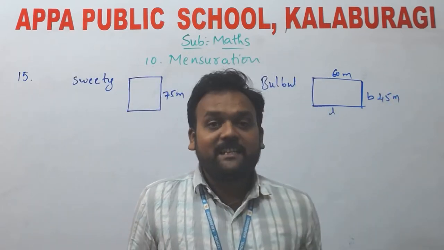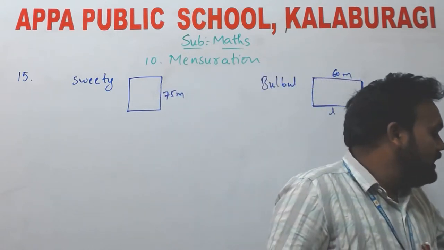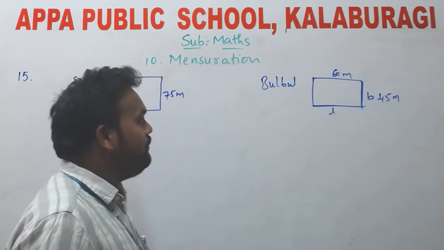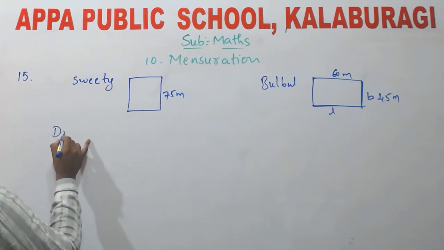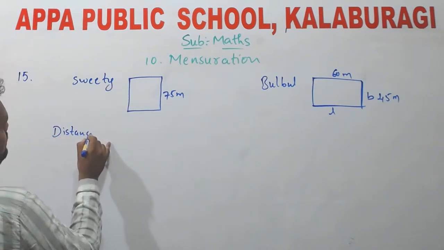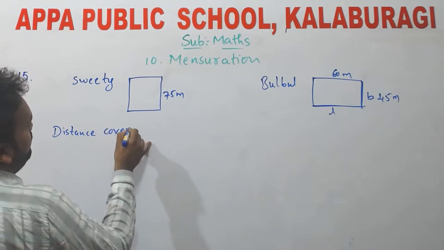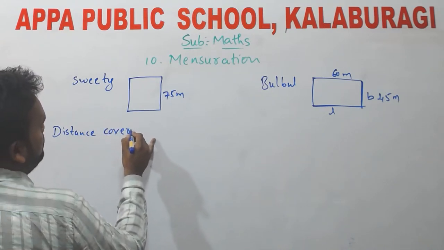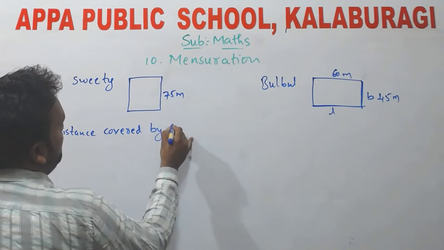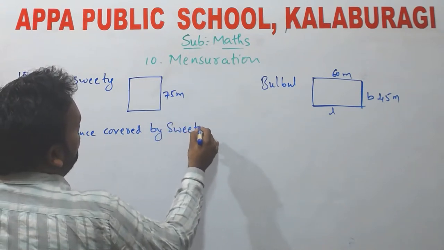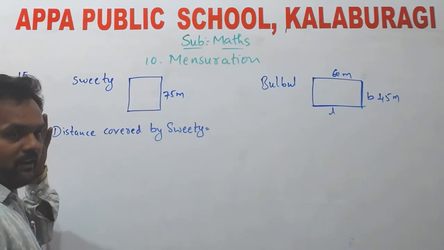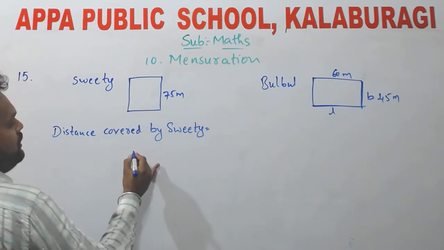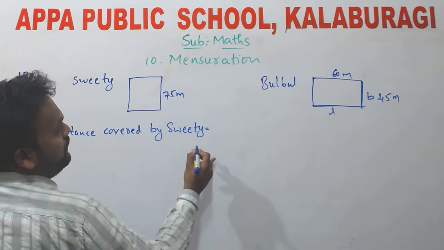Now, who covers less distance? First, we should find out the distance covered by Sweetie. The distance covered by Sweetie is equal to the distance she covers in a square path. That's why we should find out the perimeter of a square.